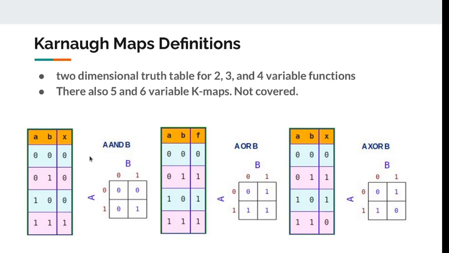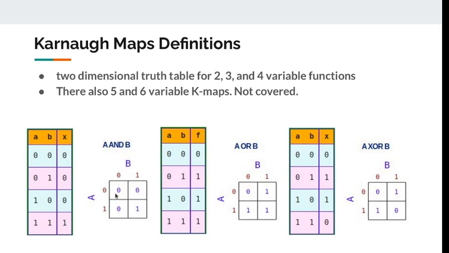And the idea here is that we can represent the truth table in a two-dimensional grid for 2, 3, or 4 variables. There are also 5 and 6 variable K-maps, but they're not going to be covered in this course. So the idea is that the same representation that I have in a truth table, I can represent in this grid, for example, for A and B, where this row represents complement of A, and this represents A, and in this column B is complemented, and this is where B is not complemented.